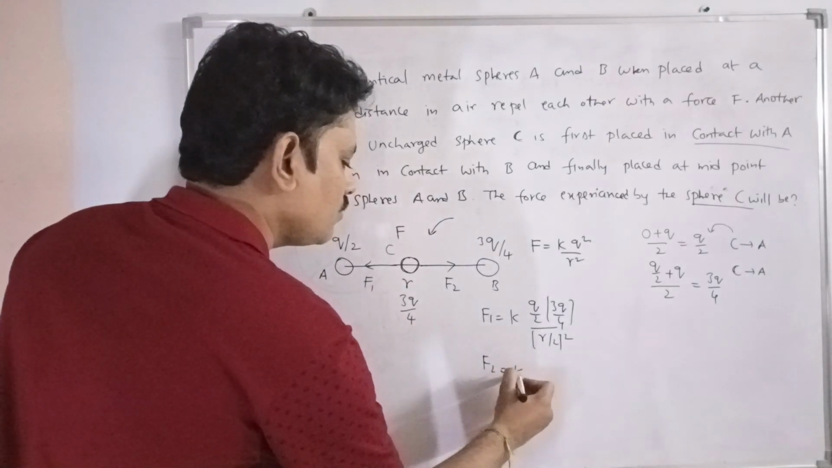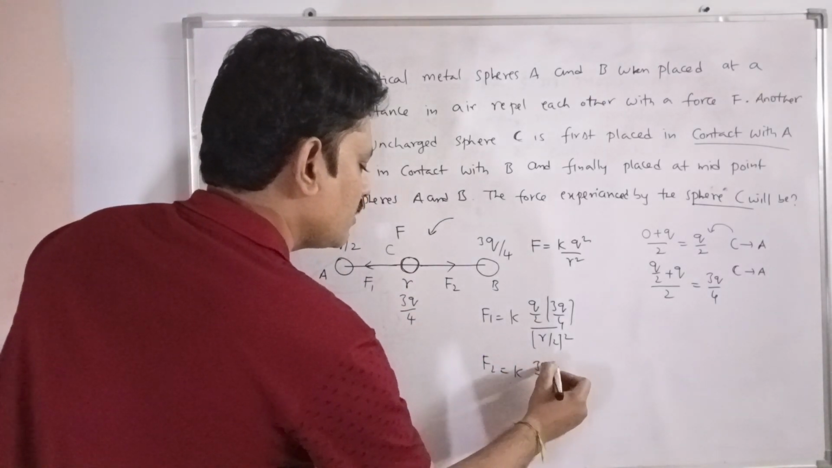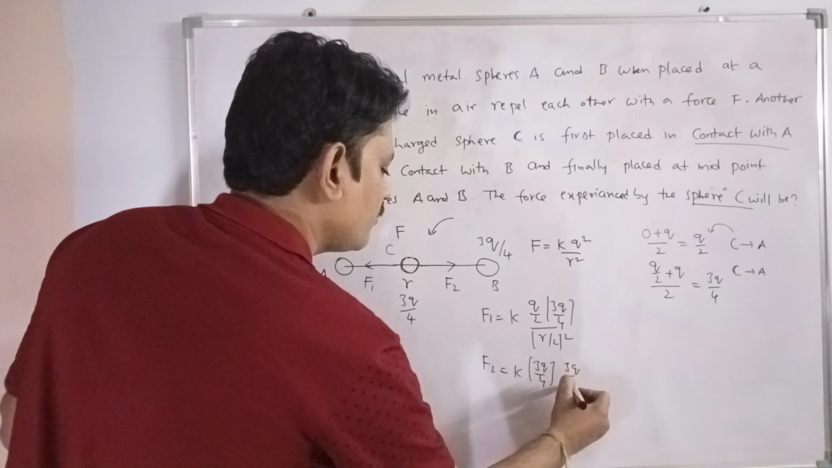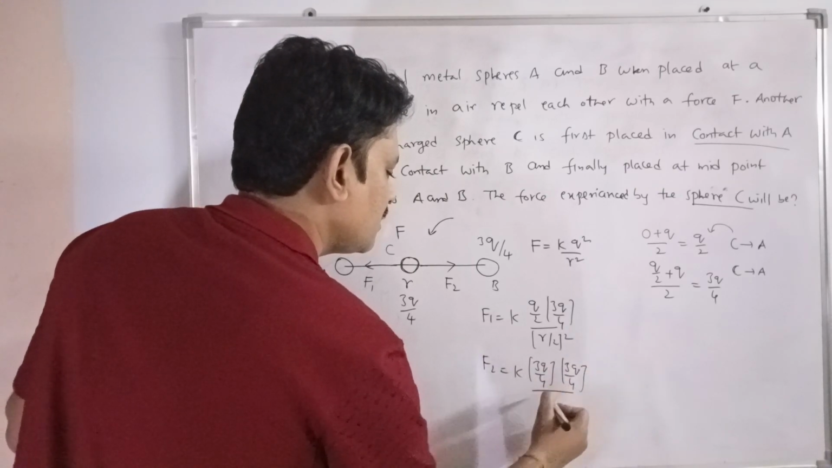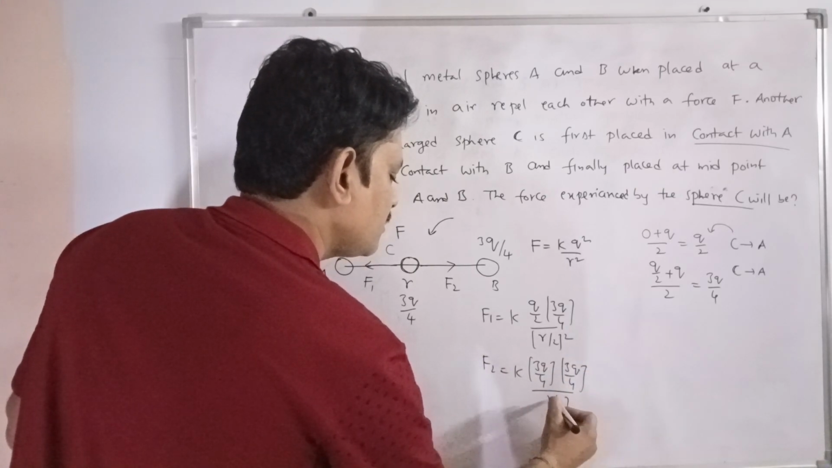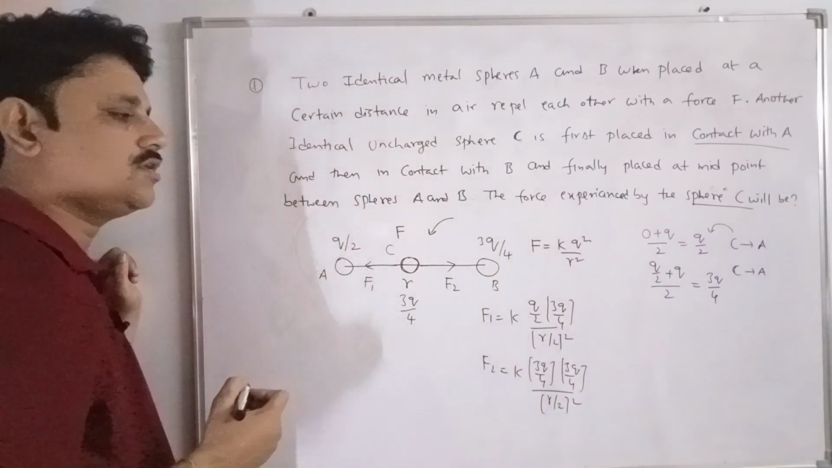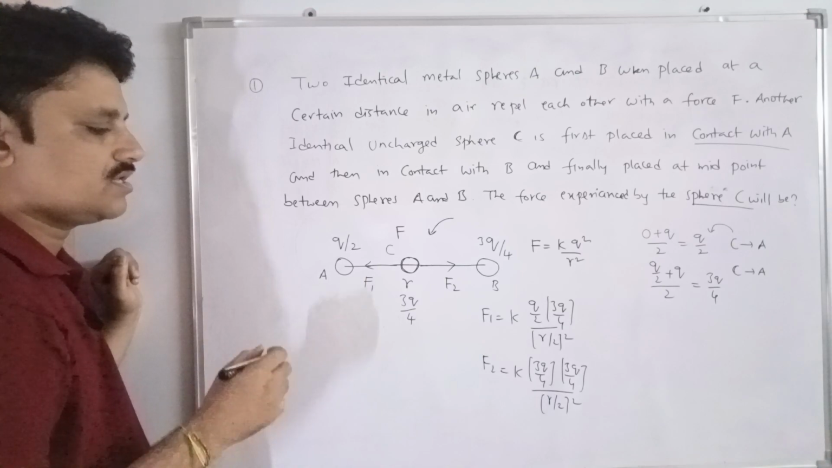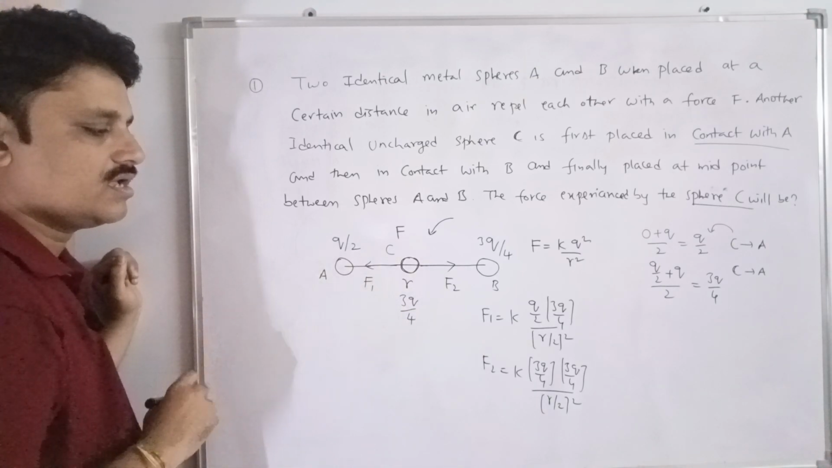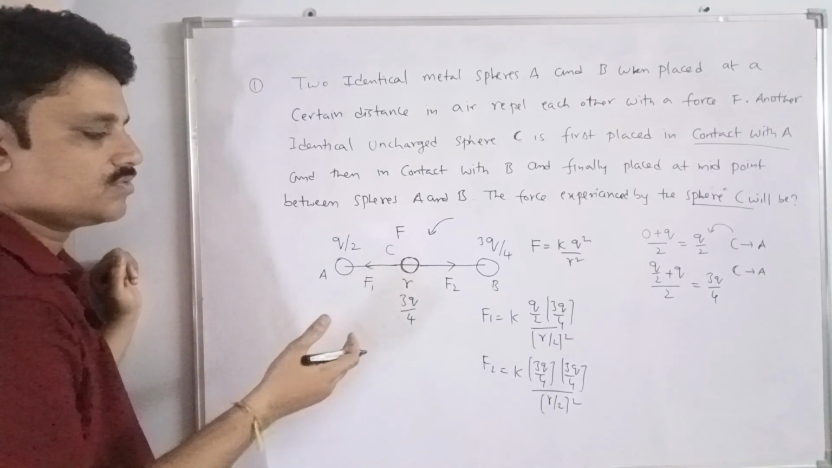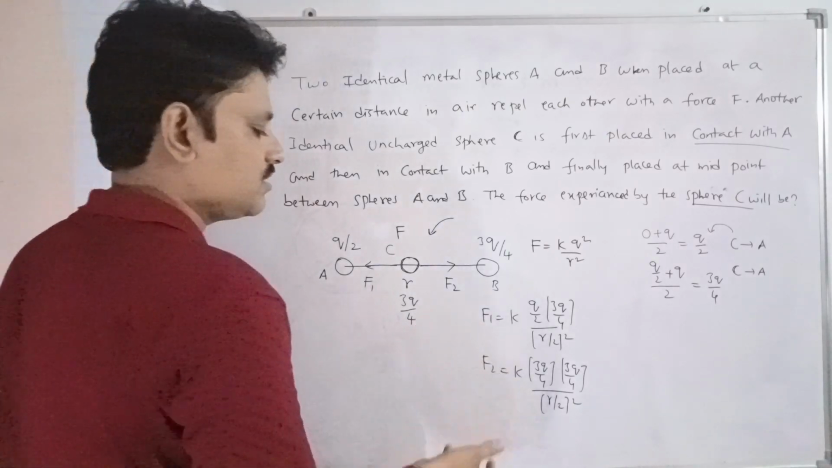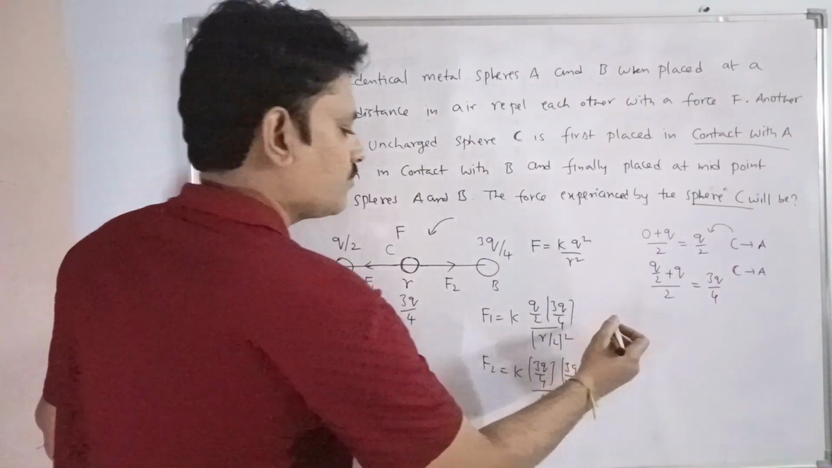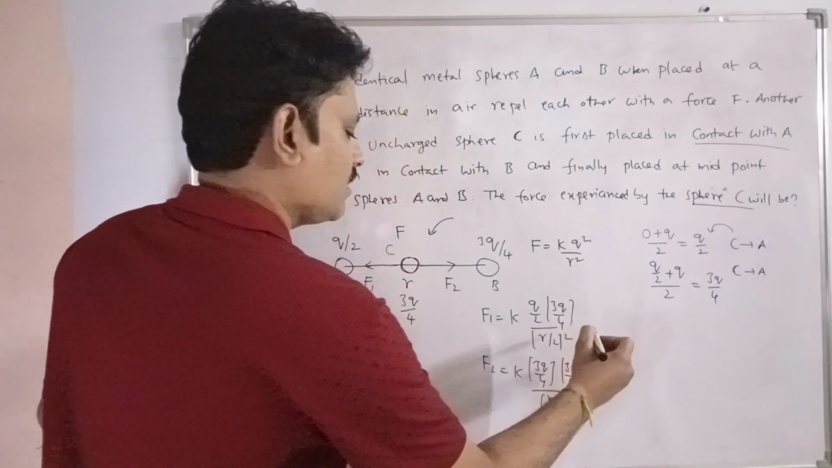So here K into 3q by 4 into 3q by 4, because while C is making contact with B, the B charge is also 3q by 4 like C. So F2 is equal to K into 3q by 4 into 3q by 4 by r by 2 whole square. So what is the resultant force of F1 and F2? The resultant force we are going to calculate here.